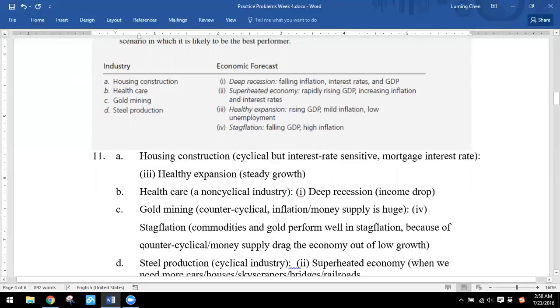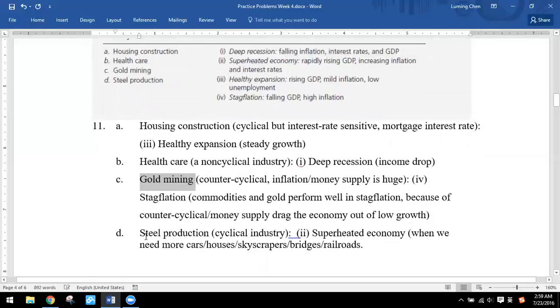The major reason is that they are counter-cyclical, and the central bank uses more money supply to drag the economy out of low growth. But at the same time, the money supply will make gold mining a good industry to invest in.